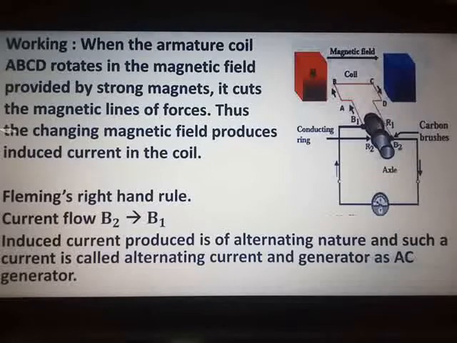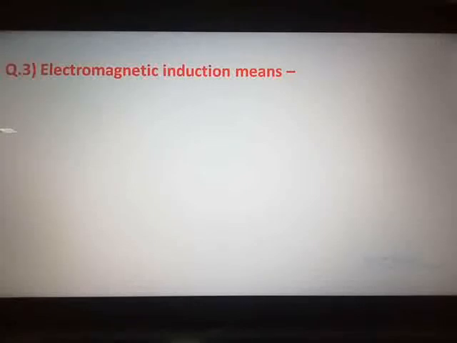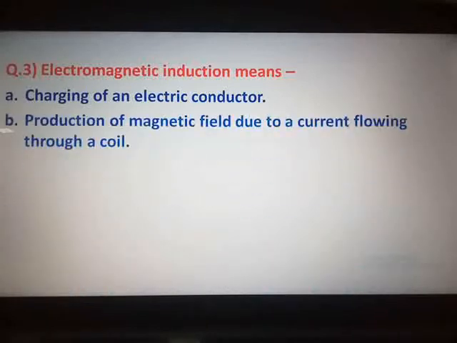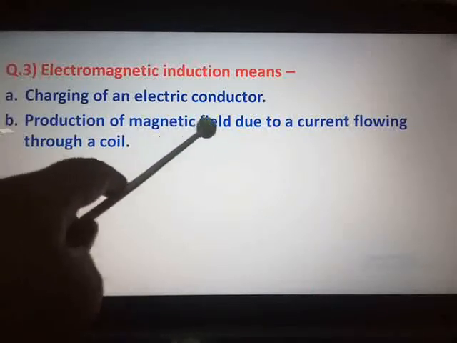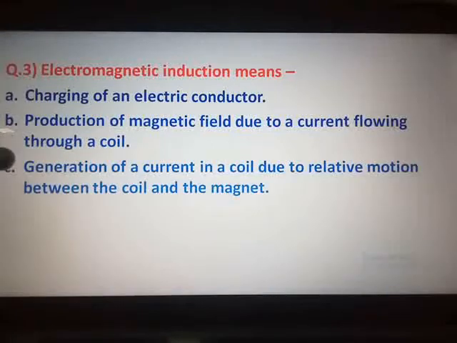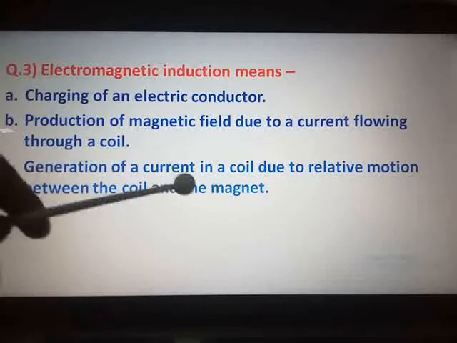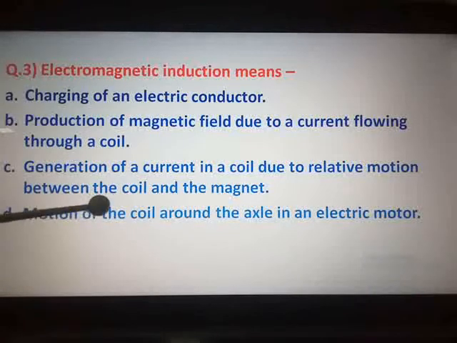Question number 3 is an open-ended question. Electromagnetic induction means, they have asked us what it means. 4 options will be given to you. It can be asked as an MCQ in the exam. First option is charging of an electric conductor. Second is production of magnetic field due to a current flowing through a coil. Third one, generation of a current in a coil due to relative motion between the coil and the magnet. Or fourth one, motion of the coil around the axle in an electric motor. Now looking at all the 4 options, you come to know what electromagnetic induction means.